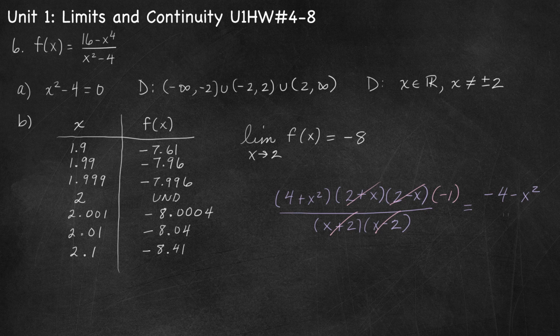If we substitute 2 into this new expression, so if we find the limit as x approaches 2, not of f of x, but the simplified version, so negative 4 minus x squared, that limit is equal to negative 4 minus, and then 2 squared is 4, or negative 8. So this confirms the result we got from our table.